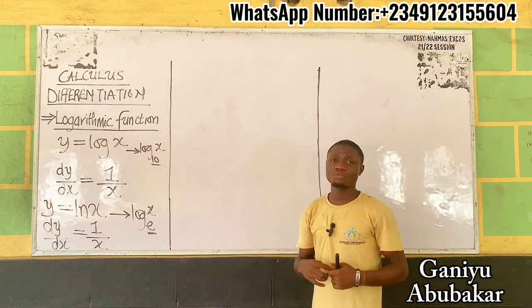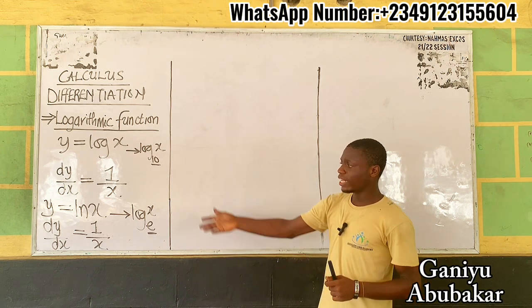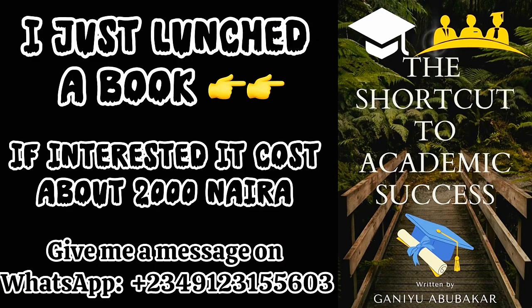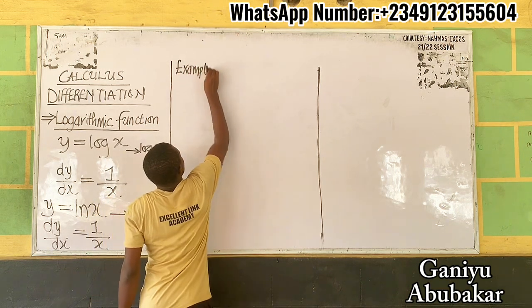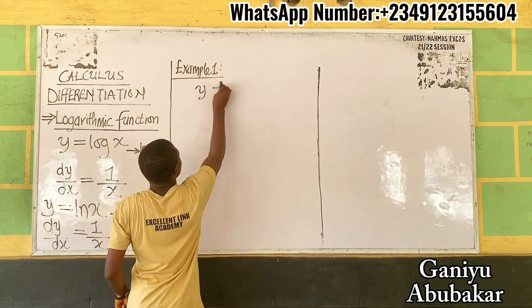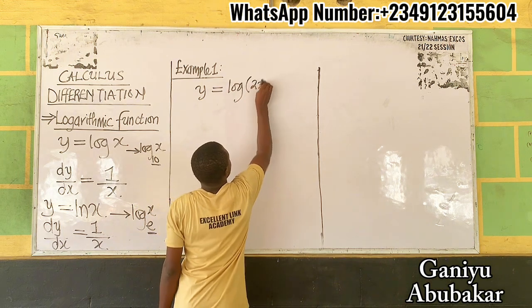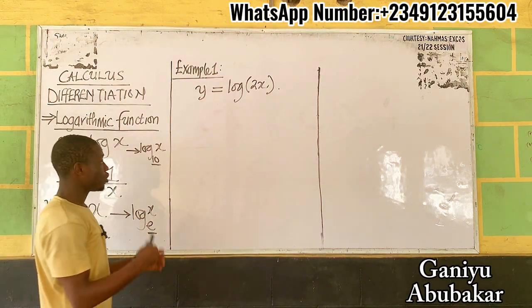So let's take a few problems to illustrate this and explain the log function. Example 1. Let's say I have y equal to log in bracket 2x, for instance. Let's say I'm given this kind of question. How do I solve it?